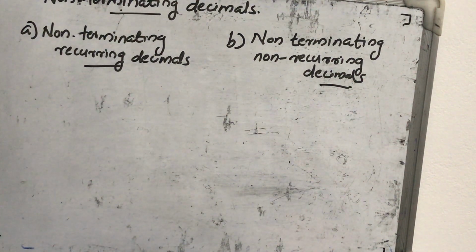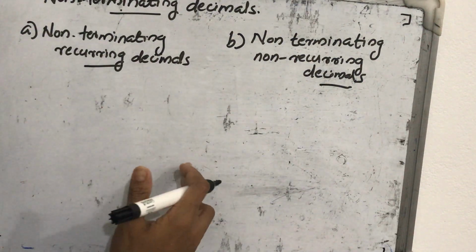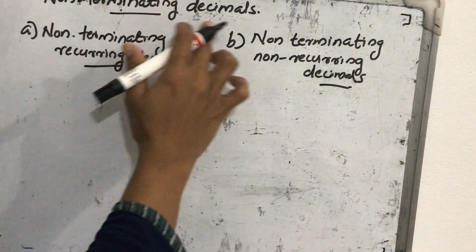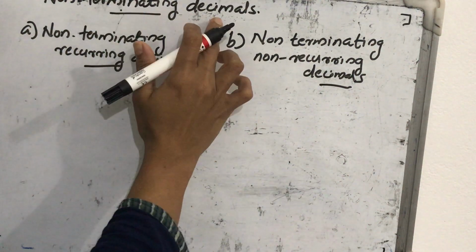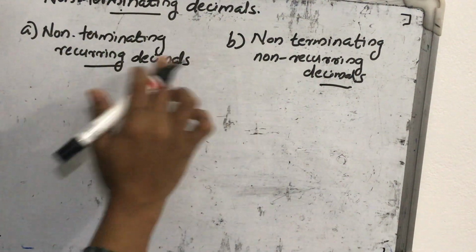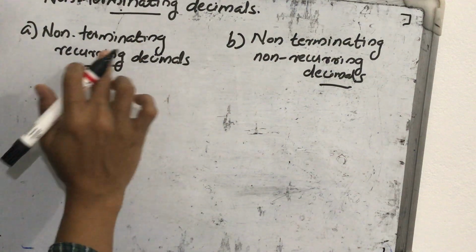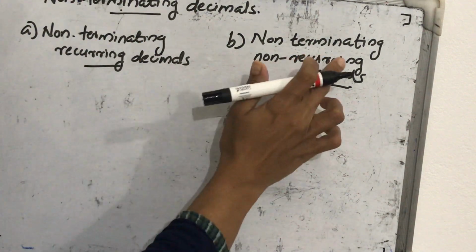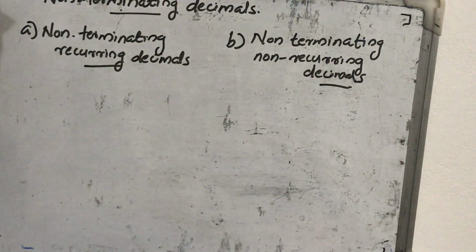Last class we discussed terminating decimals. That is, when we divide a rational number by another one and convert that into decimals, we will get a definite number after the decimal point. Now, today we want to discuss another type of decimals, non-terminating decimals. Non-terminating decimals, again we can divide into two: non-terminating recurring decimals and non-terminating non-recurring decimals.